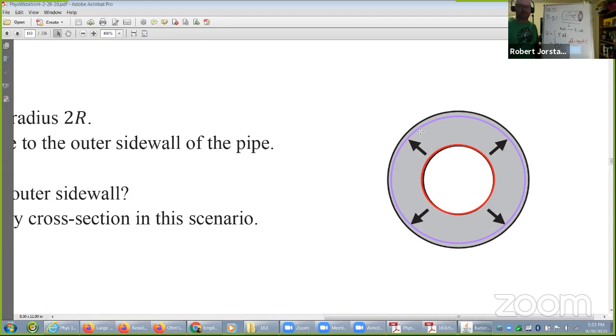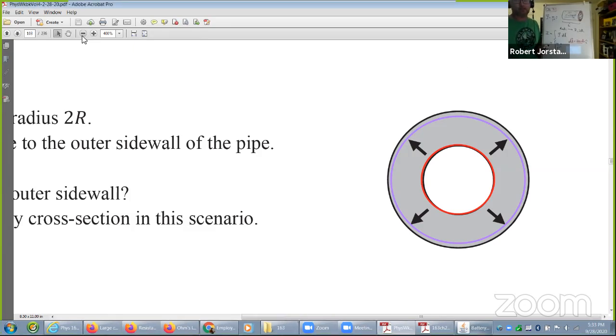So we see that the same shape can have different current densities and different currents depending not only on whether it's uniform or non-uniform, but also on which direction the current is flowing. So just be aware of that. And I think that's pretty good for that.